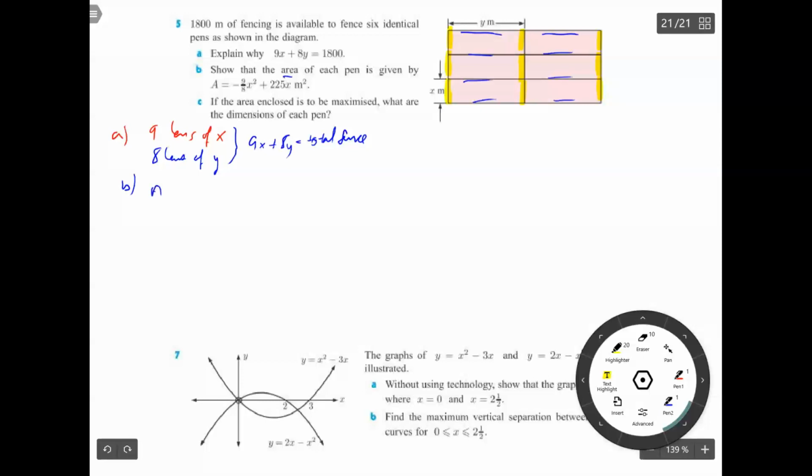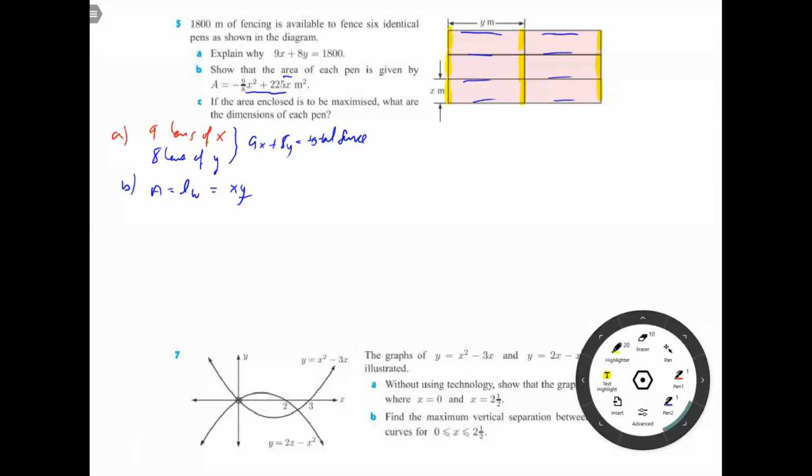So area is normally length times width, right? So you're like, oh, okay. So that the area of this whole thing would be 3x times 2y. But in this particular case, they're saying the area of each pen. So each one of these 6 pens has a certain area, and the area is going to be xy, right? And it's like, oh, that was easy. A equals xy. But now they want us to put it in terms of x only, meaning we have a y here. They don't want the y. They only want x's. So is it possible to eliminate that y somehow?